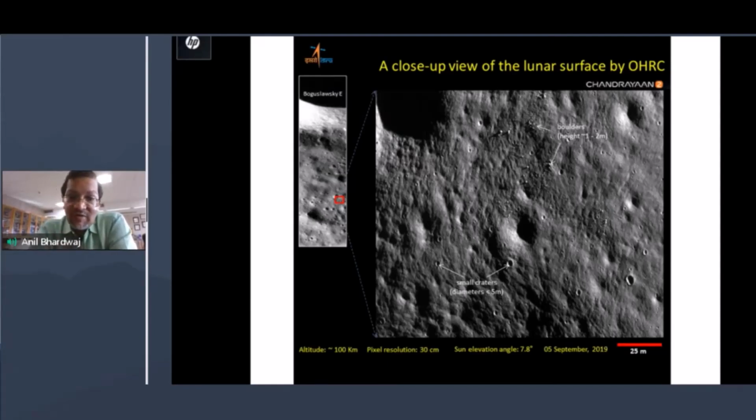This is, of course, taken from the orbiter high resolution camera, talking about how closely you can resolve features on the surface of the moon, talking about various features which could be as small as a few meters apart. These are some very small craters of a few meters, very clearly seen from OHRC.